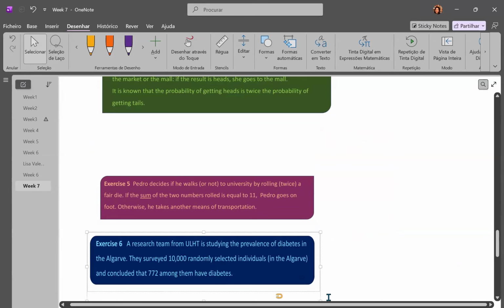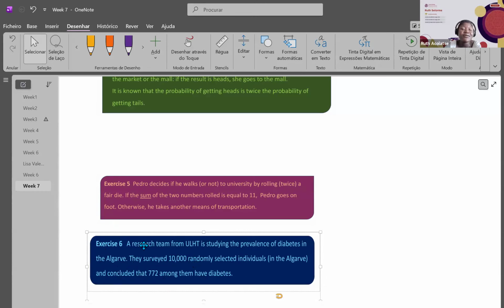What is the purpose of the research team? You are a data scientist. You have to work with this research team from Lusofona. What is their problem? What is their question? Is it related to the probability amongst the 10,000, or is it related to the probability in the entire region of the Algarve? Among the 10,000.